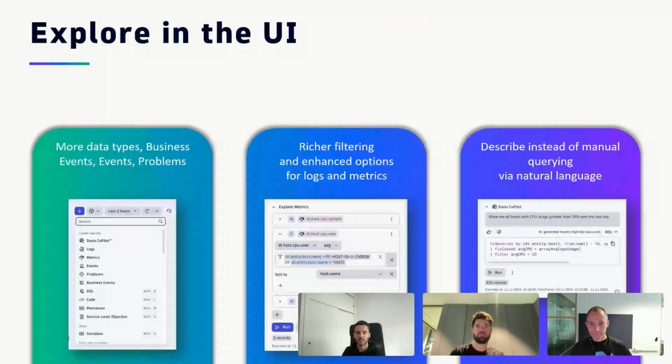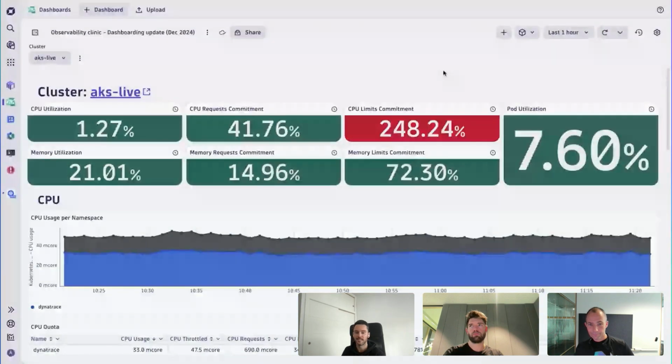Because so far last month we've been working really hard on adding many new features and improvements here, going from the support of more data types, such as business events and some others. We've improved the capabilities for the Explorer tiles, including filtering and other options. And we have yet another option for creating these tiles and exploring data based on natural language that we'll see in a bit. But let's jump again to the demo part, and I'll show you some of these improvements.